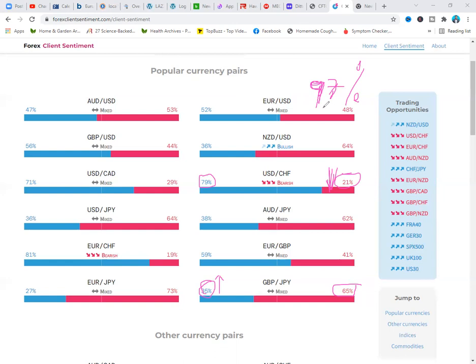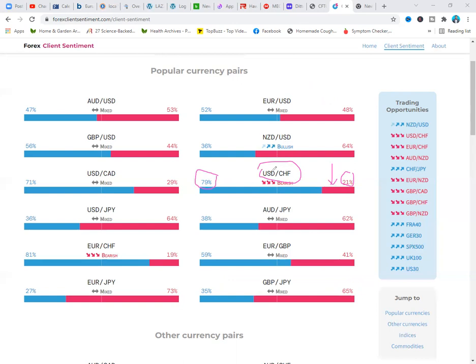So as a trader, ask yourself, do you want to be part of the minority, which is the 3%, or do you want to be part of the majority who are losing, which is the 97%? Ask yourself, where do you want to be? So it is important that once you see the direction, for instance, USD Chf, 79% are buying and only 21% are selling. So it means the banks will go sell. So you now know the direction where the banks will be going.